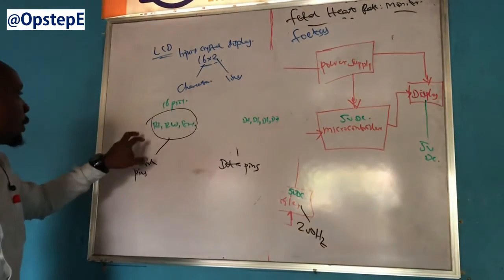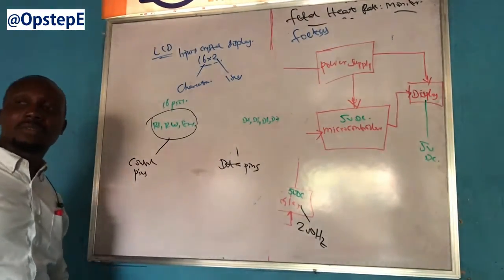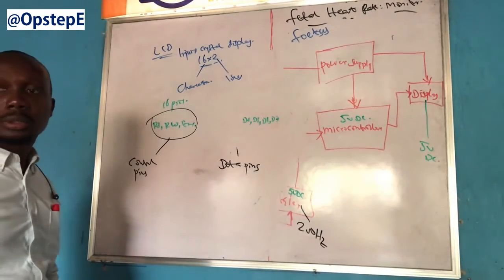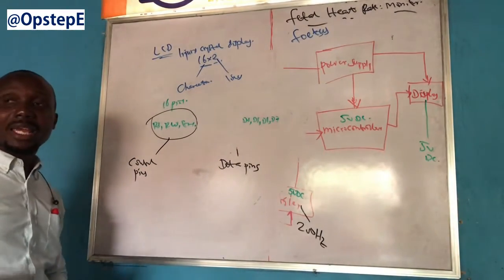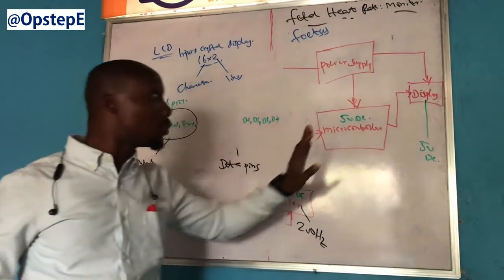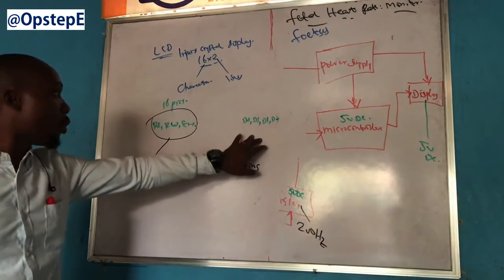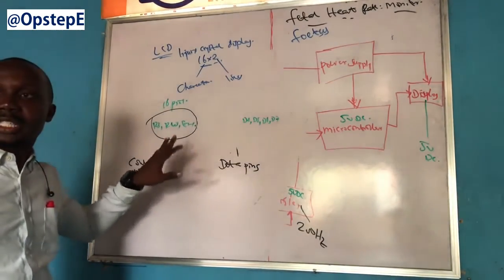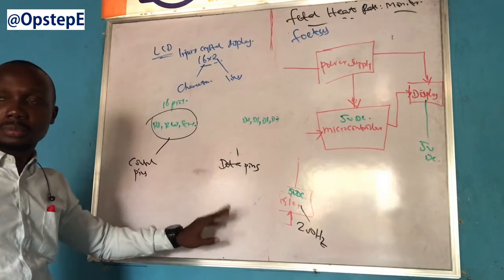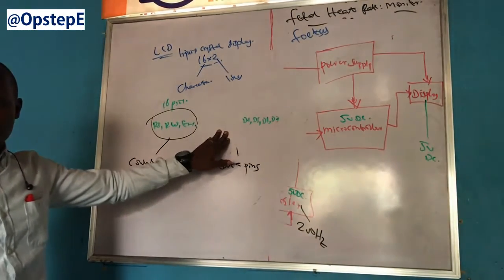Now, we also need RS, RW, and EN connected to the controller. So that at the end of the day, instead of having 11 pins from the microcontroller to the LCD, we now have just 4 plus 3, which is 7. So we have eliminated 4 for data.